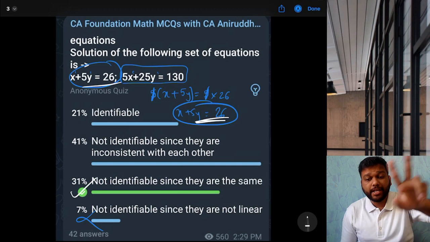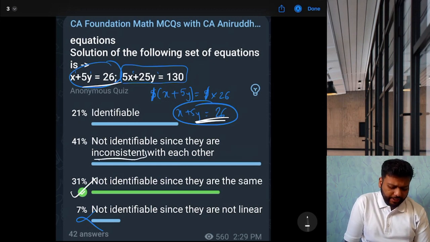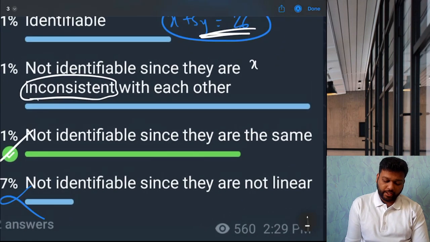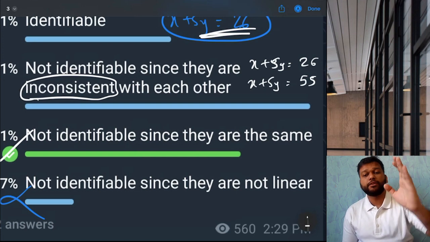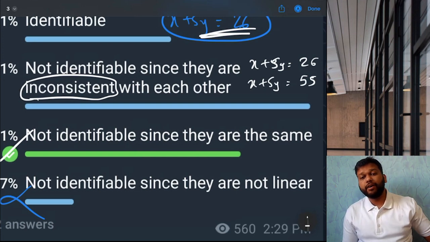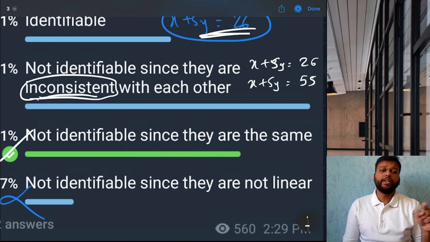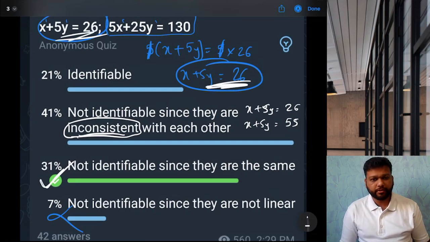Not identifiable since they are same, because if we have two variables, we need two equations. When will we take the inconsistent option? If we have something like this, let's say x plus 5y is equal to 26 and x plus 5y is equal to 52, 55, whatever. Now obviously this is not correct, right? Because if x plus 5y is 26, then x plus 5y cannot also be 55. So this is inconsistent. So in such case we'll take inconsistent, but in this case where both the equations are same, we'll take the third option.